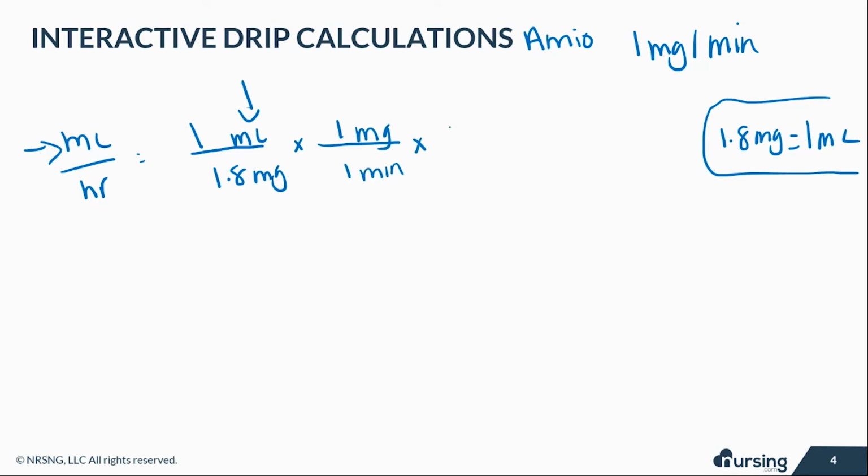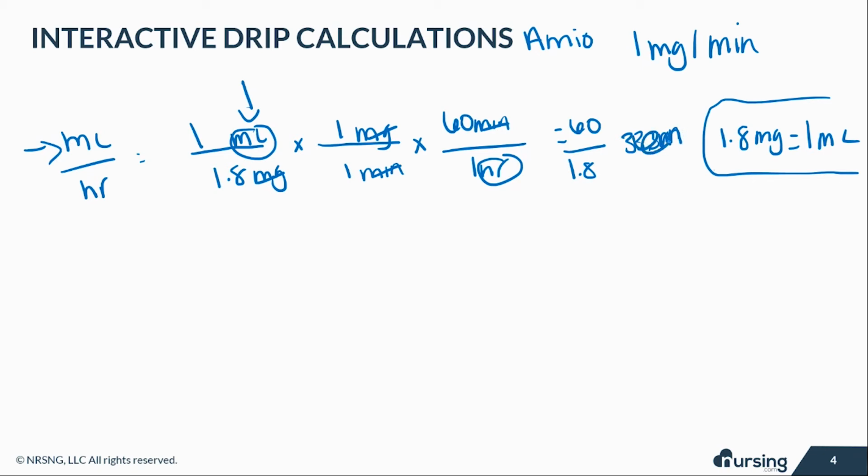Well, I need to change that to hours. So 60 minutes over 1 hour. And let's go back and cancel things. Milligrams and milligrams, minutes and minutes. And I am left with mils and hours, which is what I'm trying to solve for. So 1 times 1 times 60 equals 60 over 1.8. When you divide that out, it gives me 33.3 mils.